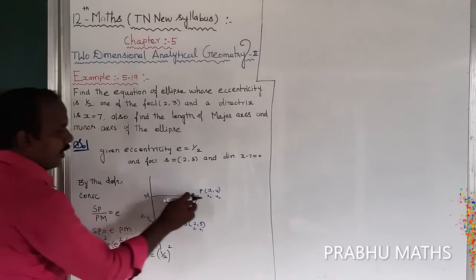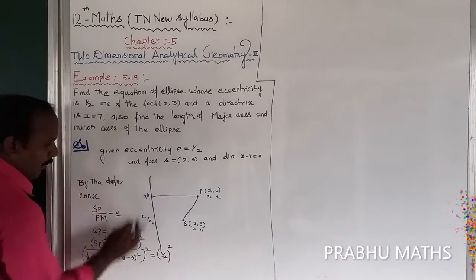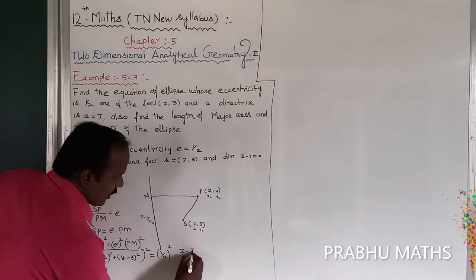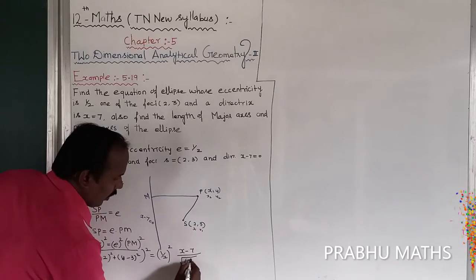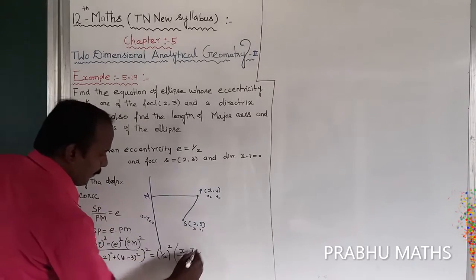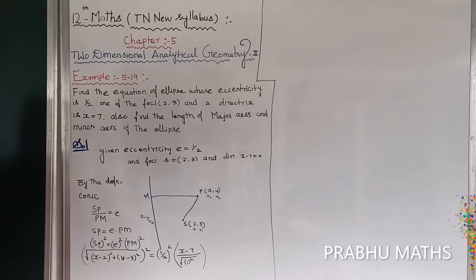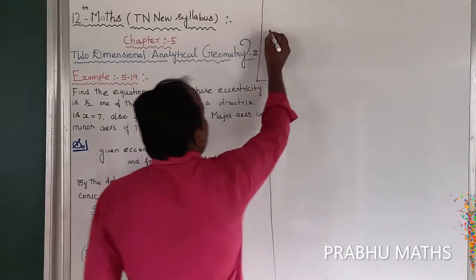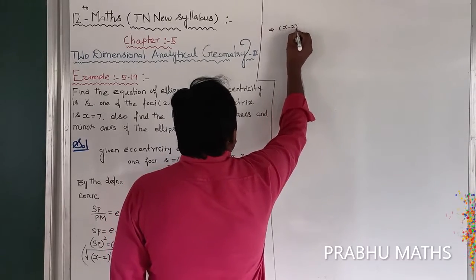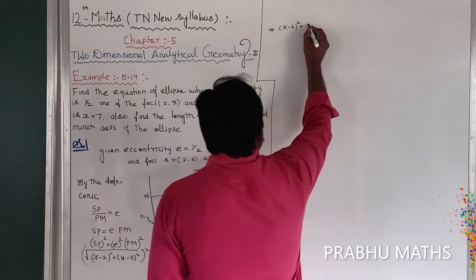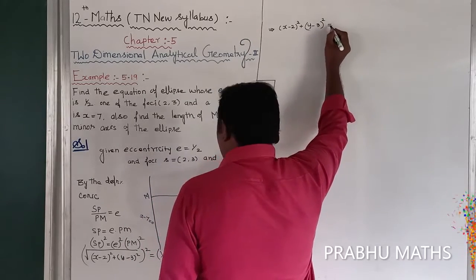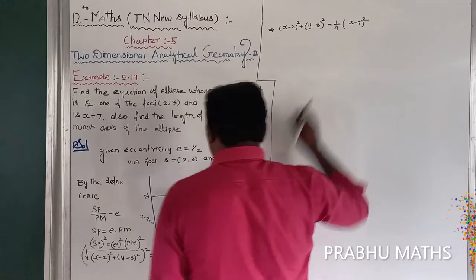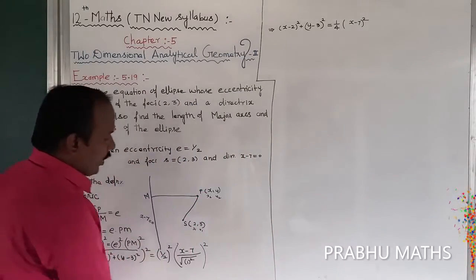Next, PM: P is a point and M is a straight line. The distance between the point and the straight line is (x minus 7) divided by root of 1 the whole square. That is the formula, the whole square. The square root and the 2 cancel. The remaining answer: (x minus 2) the whole square plus (y minus 3) the whole square is equal to 1 by 4 into (x minus 7) the whole square, the denominator being 1, since the square root of 1 is 1.